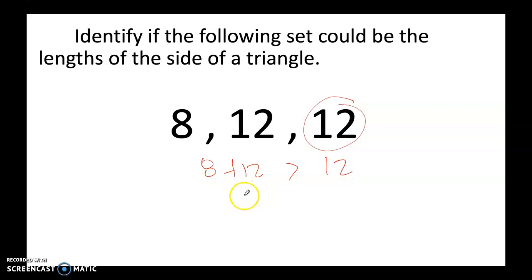8 plus 12 is equal to 20, which is greater than 12. This is a true statement, therefore it can form a triangle. What kind of triangle? We have two equal side measures. It is said to be an isosceles triangle.